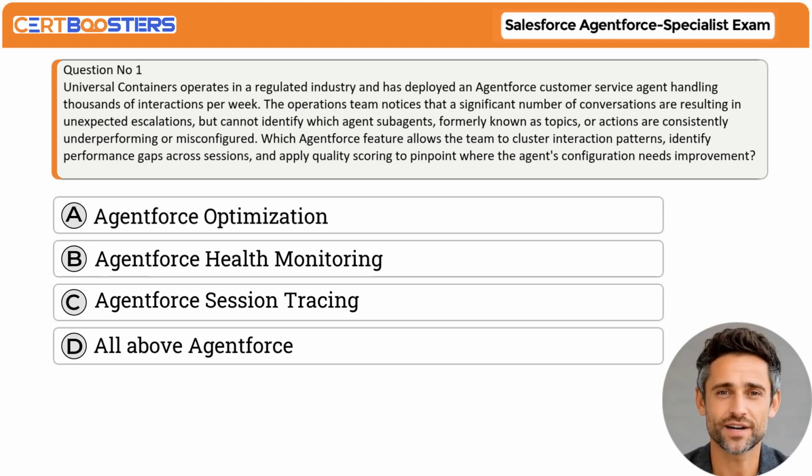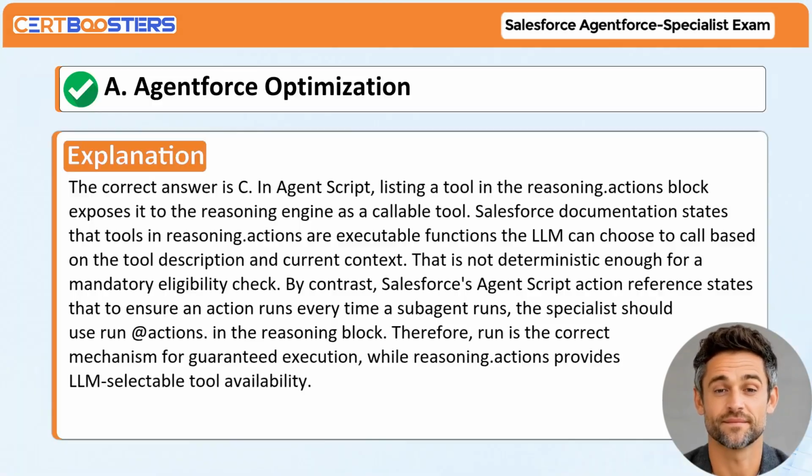Which Agentforce feature allows the team to cluster interaction patterns, identify performance gaps across sessions, and apply quality scoring to pinpoint where the agent's configuration needs improvement? A. Agentforce optimization. B. Agentforce health monitoring. C. Agentforce session tracing. D. All above Agentforce. Correct answer.